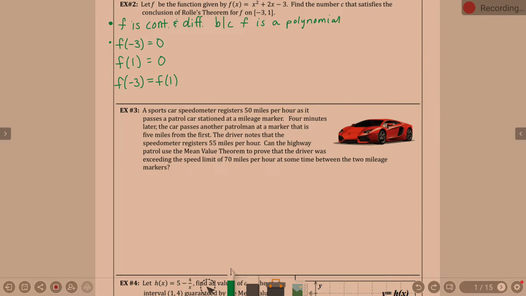Okay, so our job is to figure out where this value of c could happen. So we need to know where our derivative is going to equal 0, because we want to know when the slope of the tangent line is going to equal 0. And that is when our derivative equals 0. So let's start by what is f prime of x?